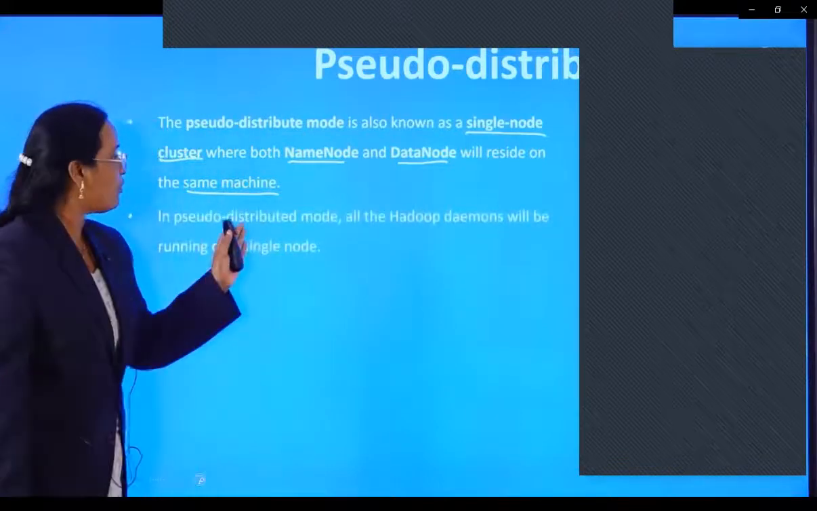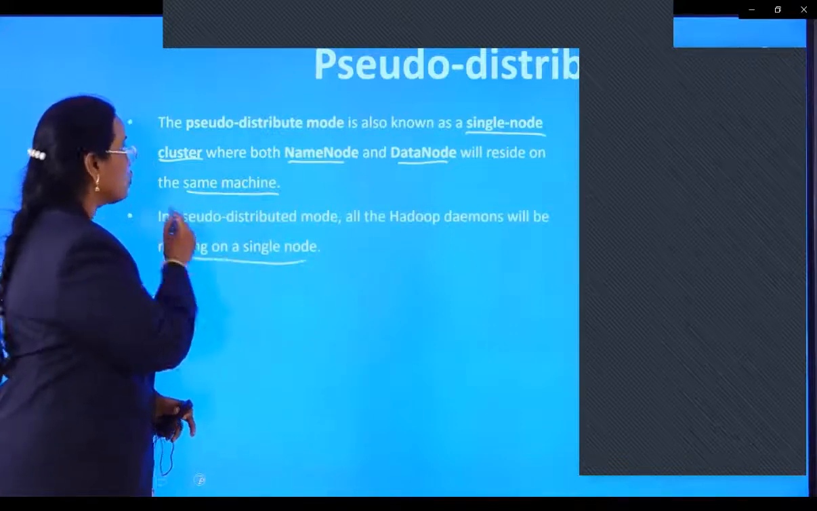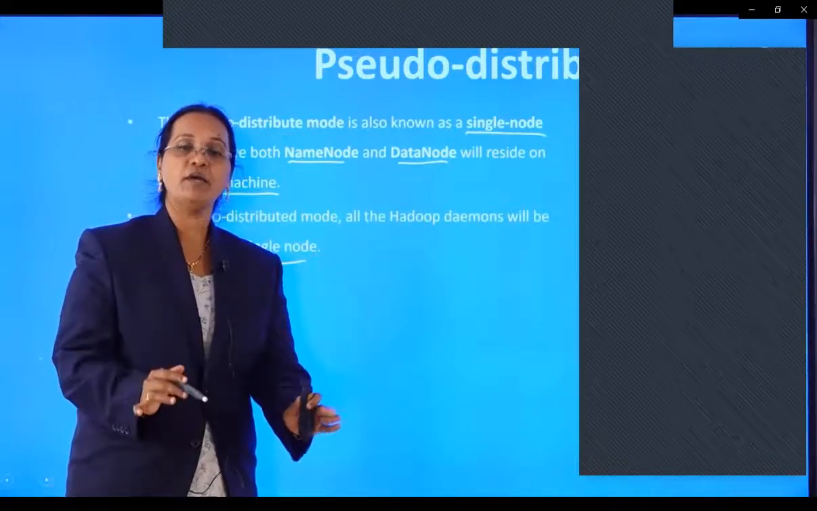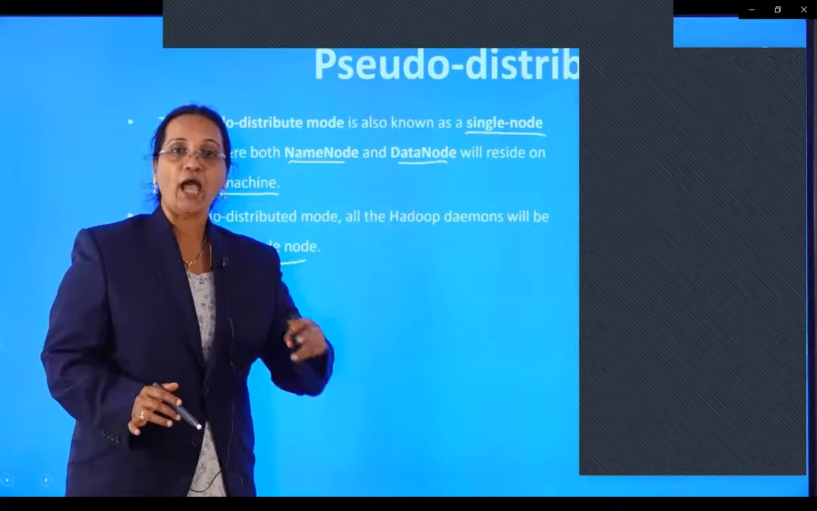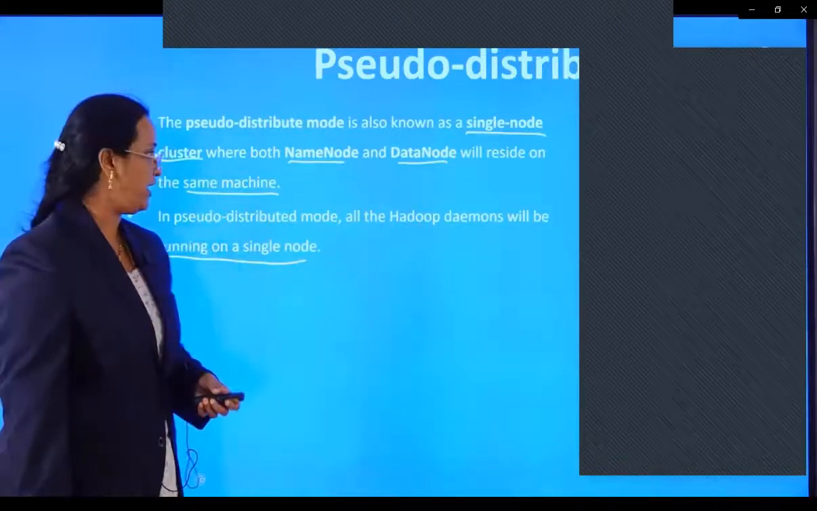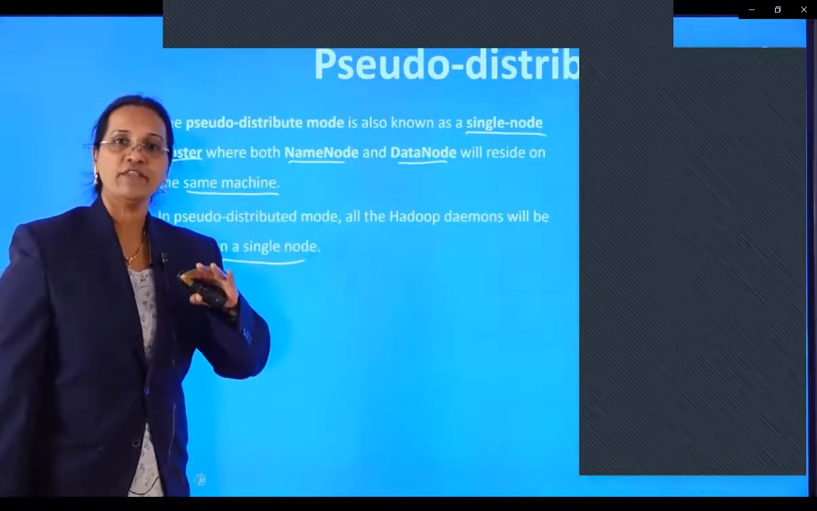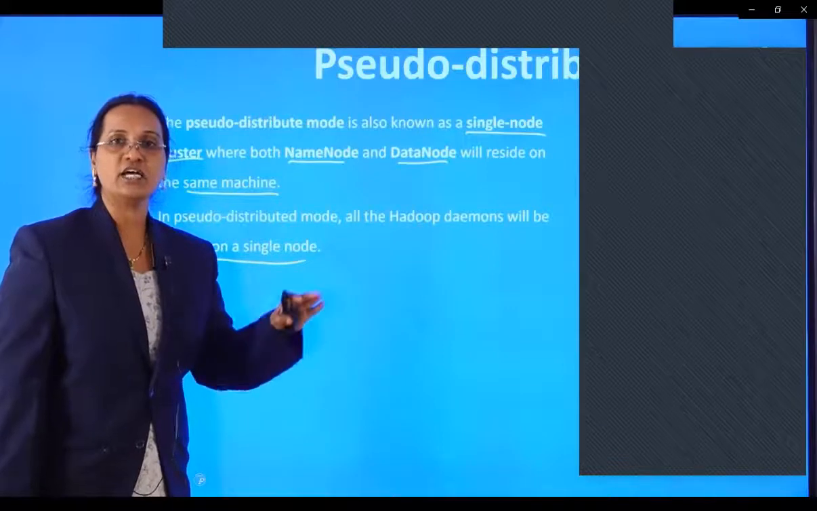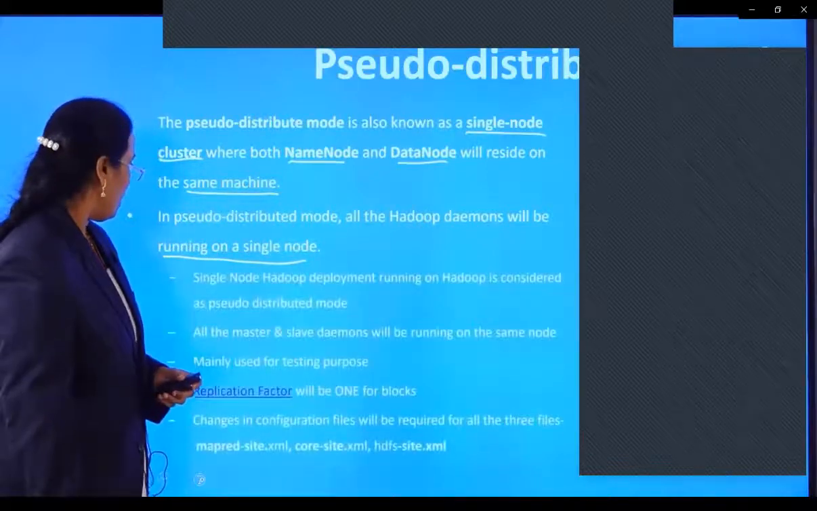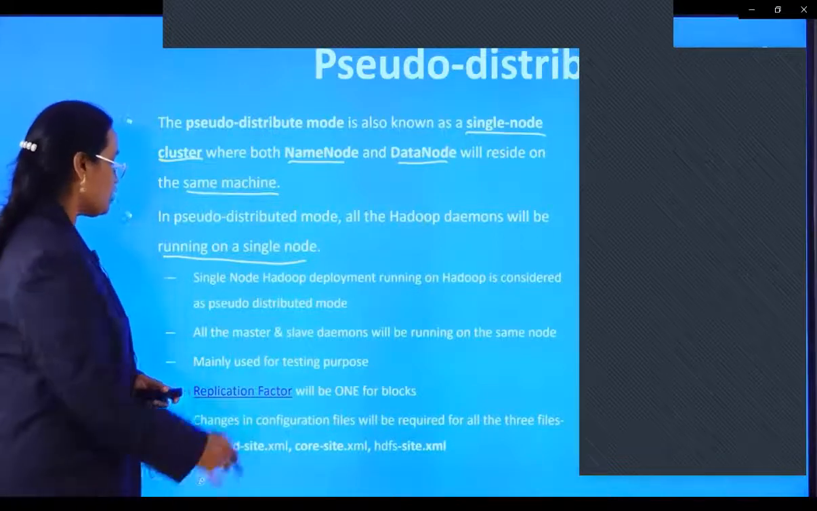In distributed mode, all the Hadoop daemons will be running. That is the benefit here. In pseudo distributed mode, whenever your application has been debugged in the standalone mode, I want to know in which manner it is working, then I can make use of pseudo distributed mode. So in the pseudo distributed mode, all daemons will be running. That means there will be a daemon of data node, task tracker, job tracker, etc. So a single node Hadoop deployment is considered as a pseudo distributed mode.